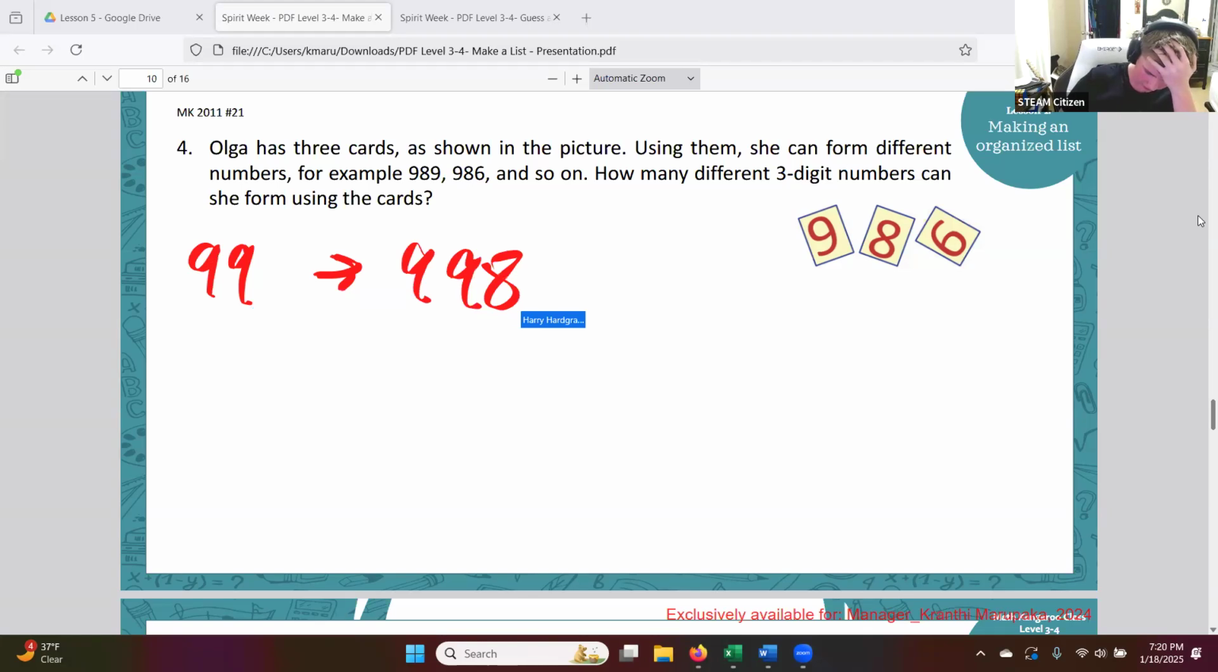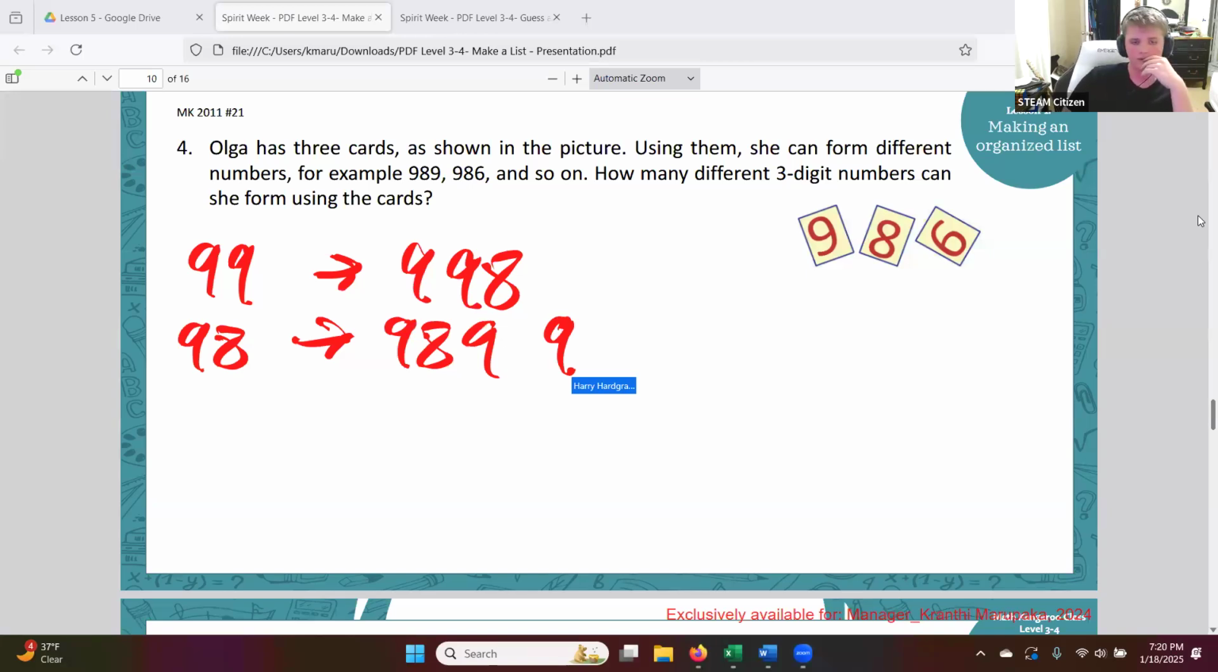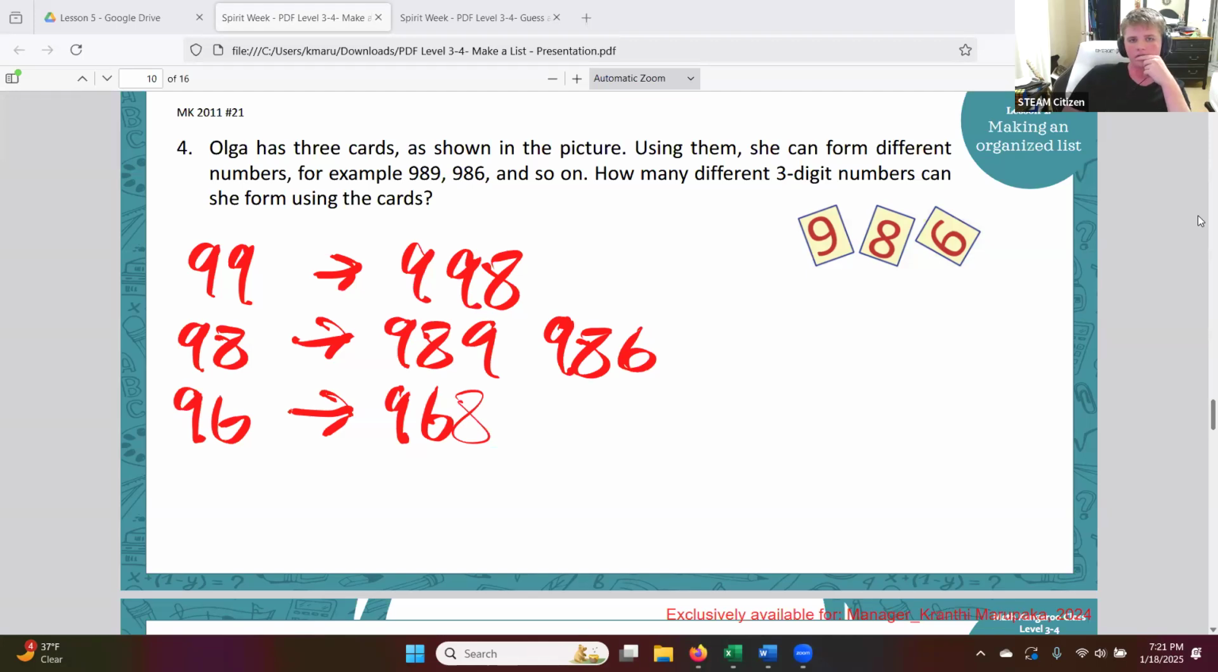And so you go to the next lowest one. So maybe I want to start with 9 8. And then there's 2 numbers that you can make with this. So 9 8 9, 9 8 6. And then we can keep going down. So the next lowest one would be 9 6. Same deal with 9 9. You're already using both of those cards you can turn upside down. So you can only get 9 6 8. Do you know where to continue from here? Anybody? Shonak?